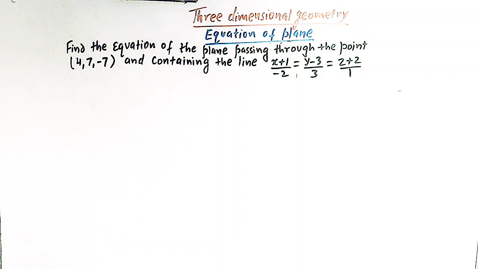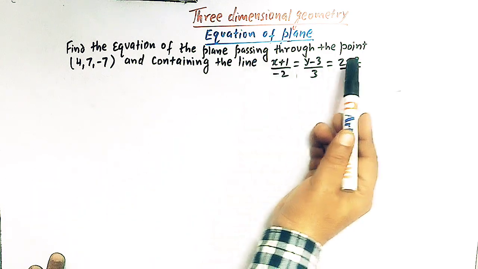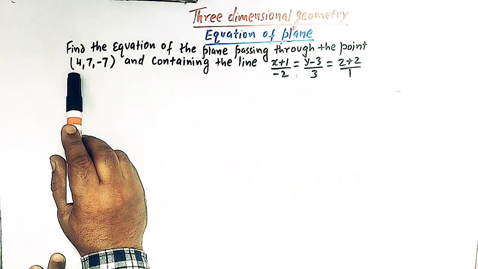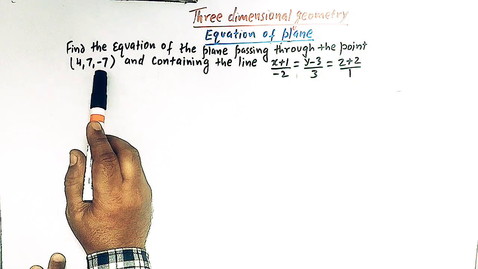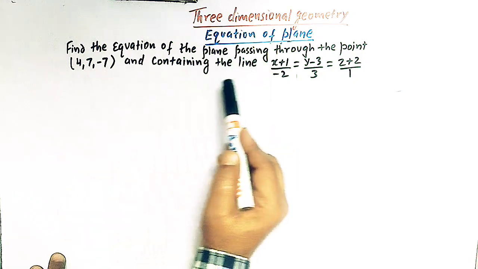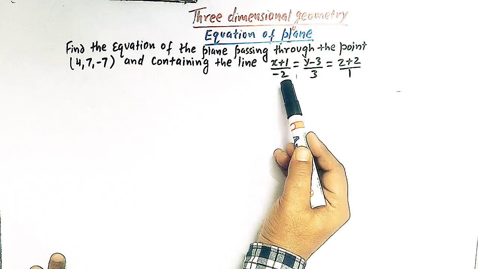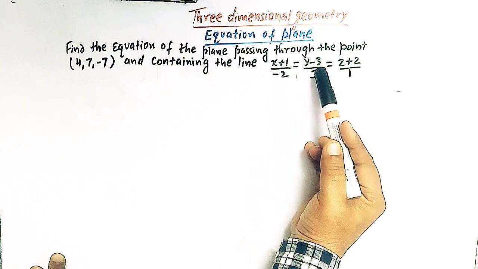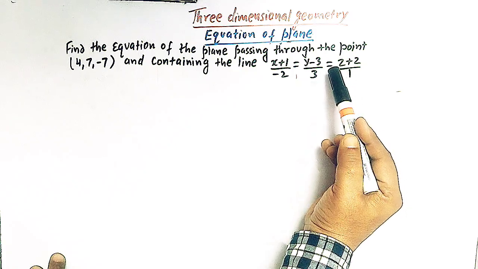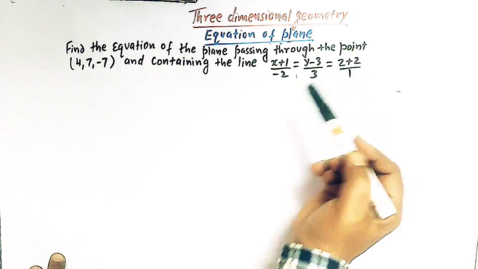Hello viewers, in today's session we are going to discuss another important problem from three-dimensional geometry, and here we are going to find out the equation of a plane which passes through this point, that is 4, 7, -7, and the plane contains this line whose equation is (x + 1)/(-2) = (y - 3)/3 = (z + 2)/1.